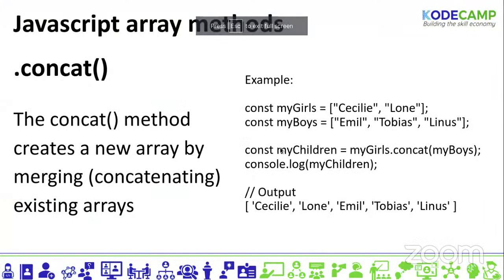So concat is used to create a new array by merging or concatenating existing arrays. If I want these two arrays to be merged together to form one array, I can use concat. So I say girls as the first array, and then I'm concatenating it with the boys array. Concatenation just means merging two things together so they become one.